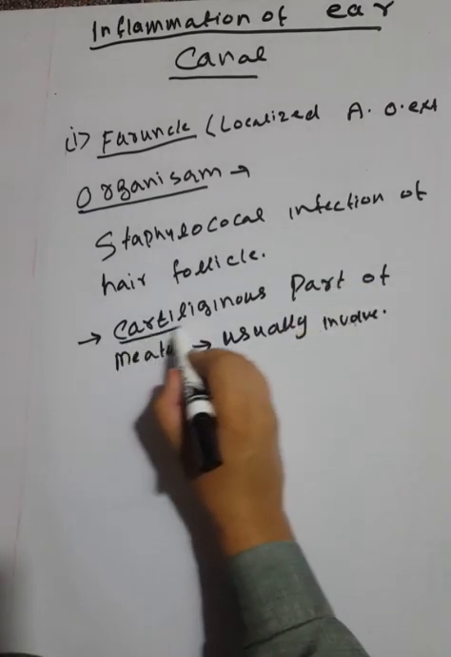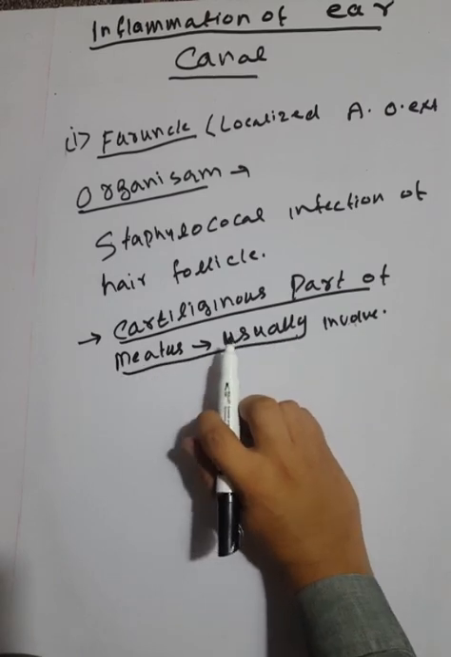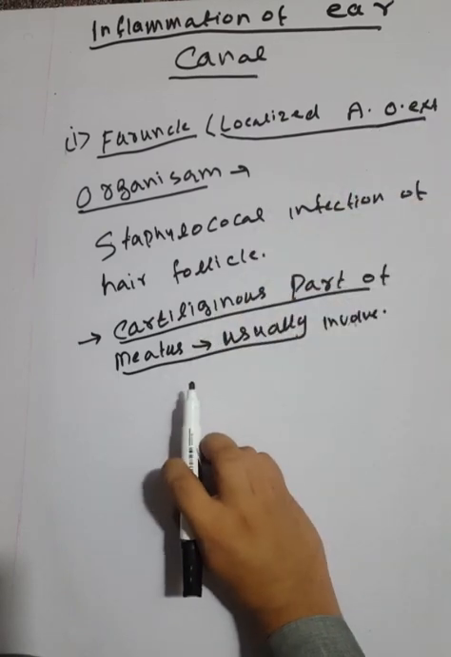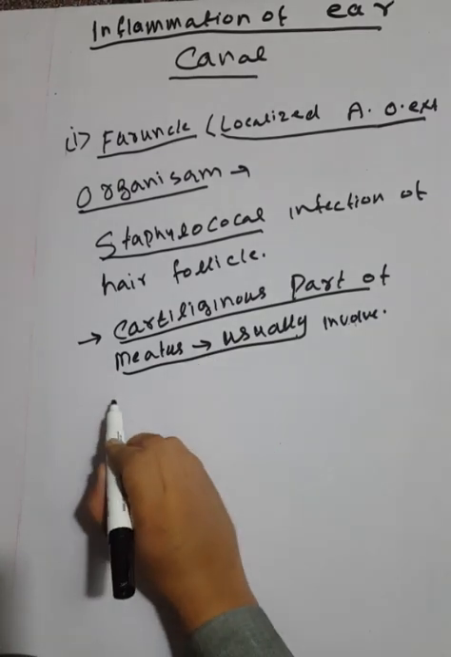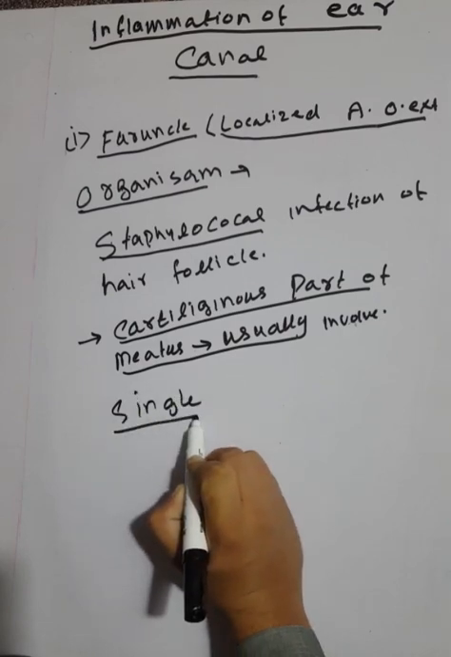The involvement of the cartilaginous part of the meatus in the furuncle. The second name of the furuncle is localized acute otitis externa. The organism for the furuncle is staphylococcal infection of the hair follicle. The furuncles are usually single, but they may also be multiple. The patient usually presents with severe pain and tenderness, which are out of proportion to the size of the furuncle. Movements of the pinna are painful. Jaw movements, as in chewing, also cause pain in the ear.